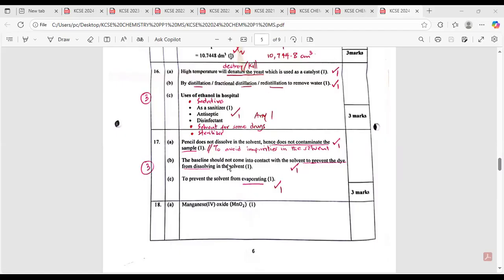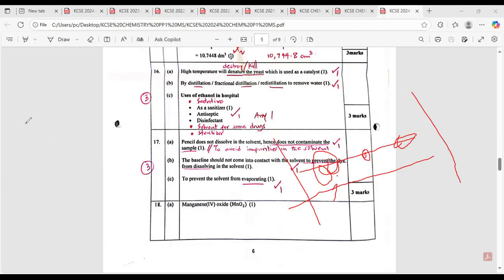The next one is why do we have to place it in such a manner that the baseline is above? This is the reason. The baseline should not come into contact with the solvent to prevent the dyes from dissolving in the solvent. Why are we doing this? Remember, we carry out the process of chromatography. The baseline is where we put the dyes. So the moment it dissolves in the solvent, you are going to bring contamination. You place it such that the solvent will ascend the paper. That's why it is called ascending chromatography.